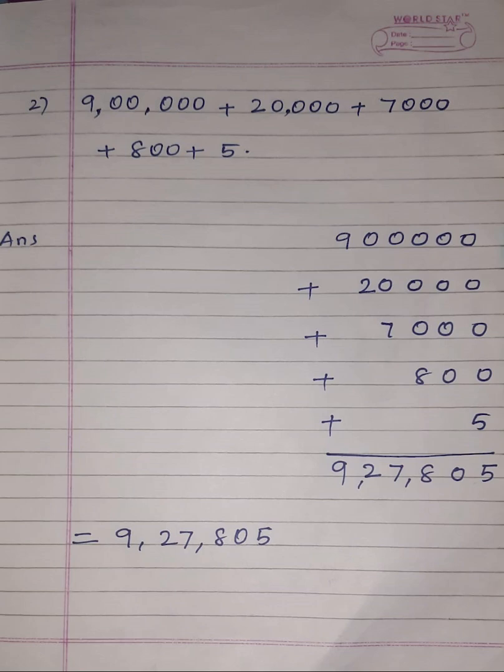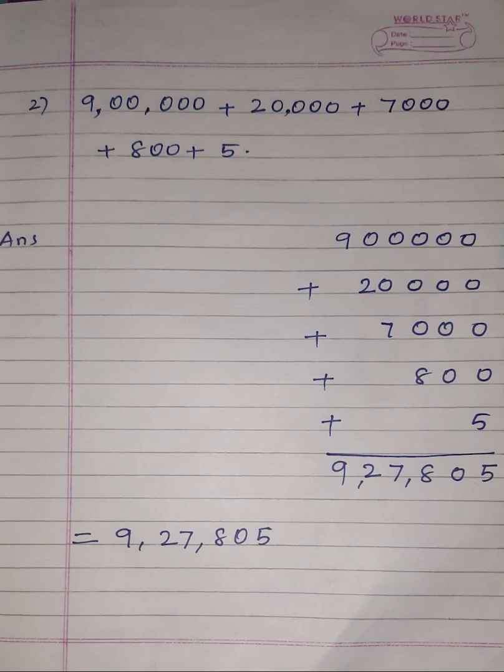When you write 20,000, write the digits in their respective place values. That means the digits should be in the proper place value: units should be written in the units place, tens in the tens place, likewise. Now next is plus 7,000. You have to write 7,000 by leaving the gaps. Then next is plus 800. Write 800 in the same way, units in the units place, tens in the tens place, and 8 in the hundreds place. Then finally we have plus 5.